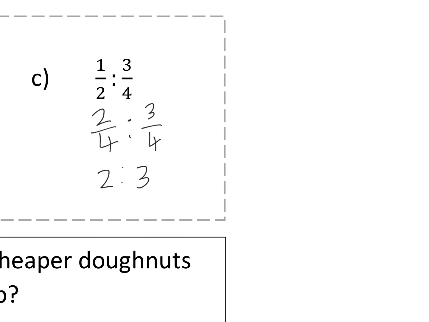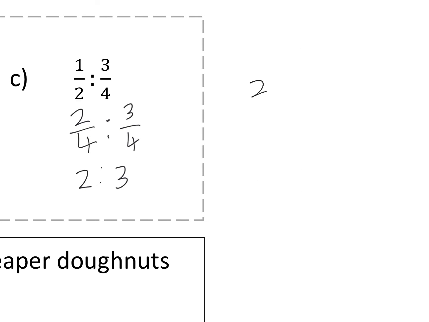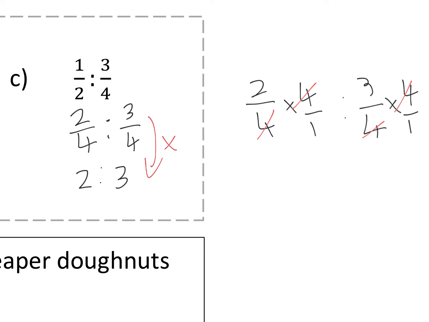If you're not sure why that is, I'll just do it at the side to show you. If you have 2/4 and you multiply it by 4, and you have 3/4 multiplied by 4. To multiply by 4, you'd multiply by 4 over 1 because we're multiplying by fractions. And the 4's would cancel out. And you're left with 2 over 1, which is 2. And 3 over 1, which is 3. So if you wanted to write down what I've done there, it is multiplied by 4.